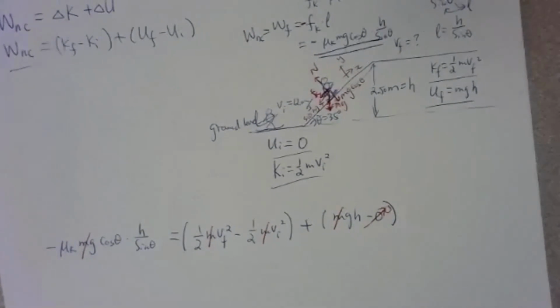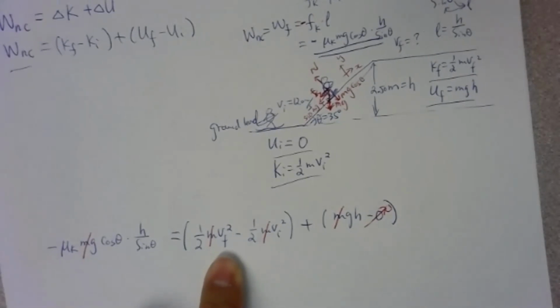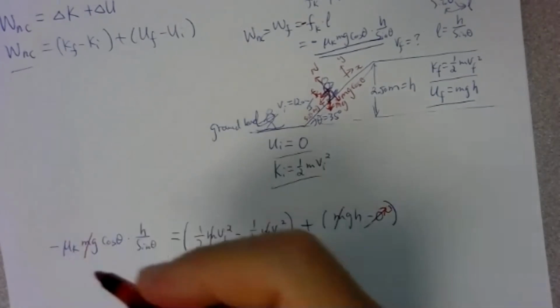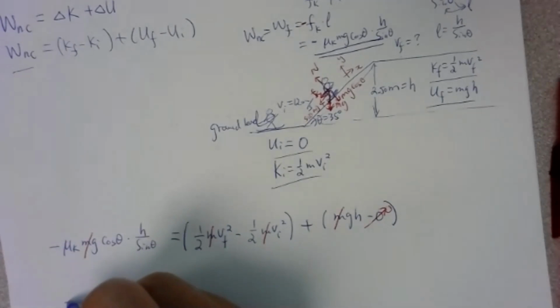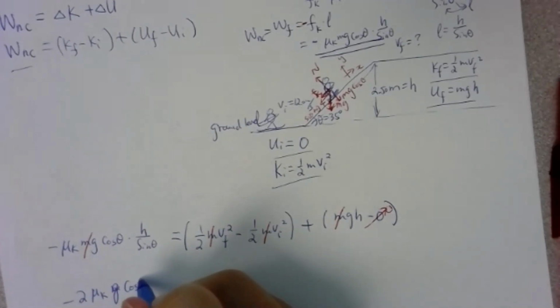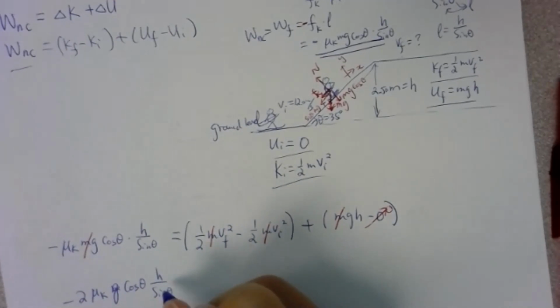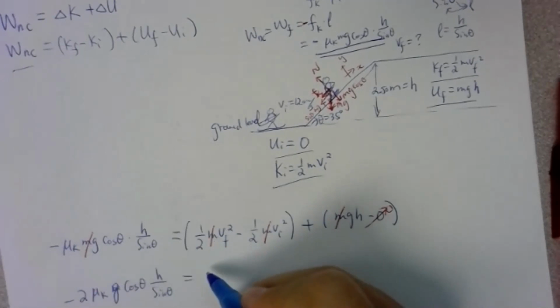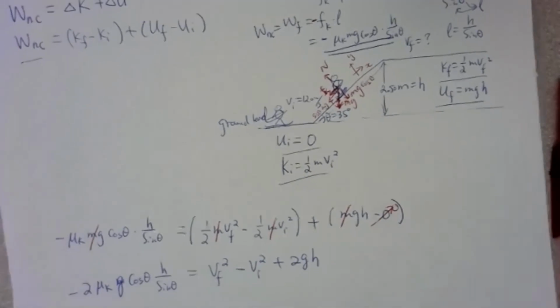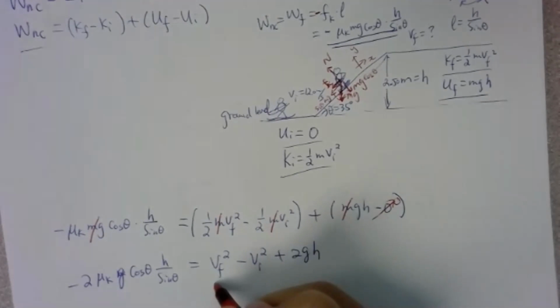So looking for the final speed, now there's a 1/2 in front of the square. You can multiply each of the remaining terms by 2 to get rid of the 1/2. So then this side becomes minus 2 mu k g cosine theta h over sine theta, equals, you multiply by 2, so that gets rid of the 1/2, and also the 1/2 here, now plus 2gh.